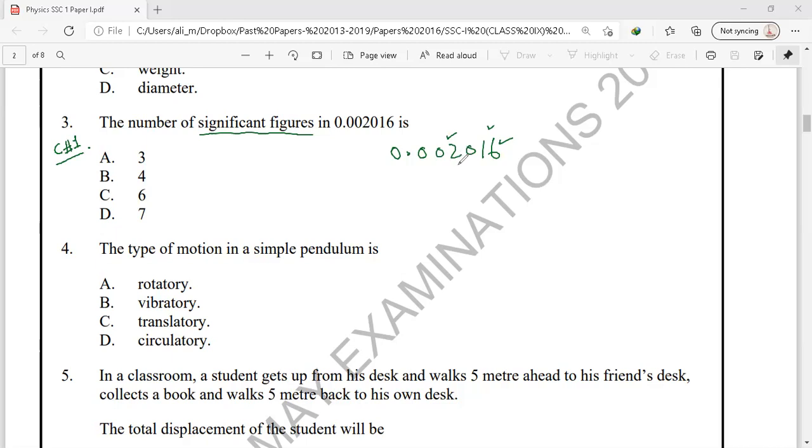So, what about these four zeros? This zero lies between two significant digits. It means the zero is significant, while these zeros are the continuous starting zeros of a decimal number that are considered as non-significant. So overall, we have four significant digits in this measurement. So the correct answer for this question number 3 is option B, that is four significant figures.